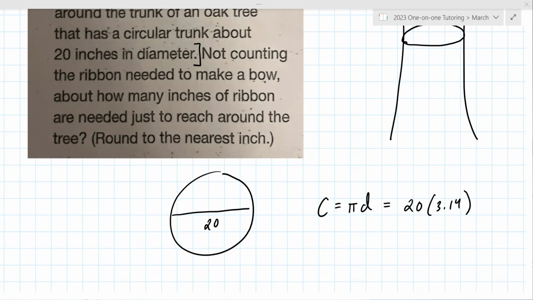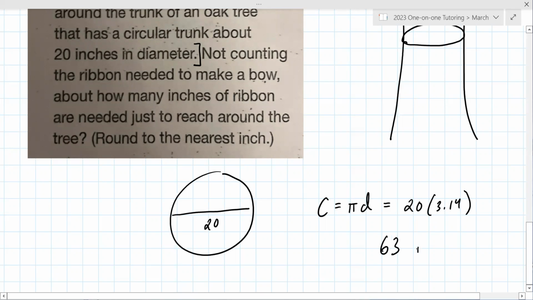62.8. Oh, 0.8. Yeah. So that rounds up to 63. 63 inches. Yeah.